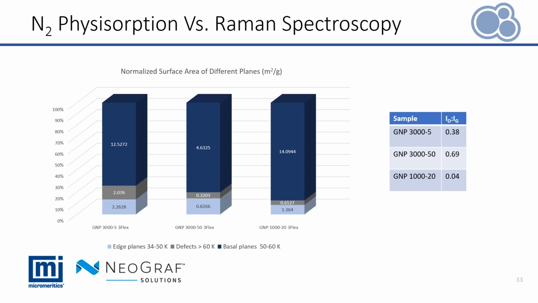Now let's compare the 3Flex DFT surface energy data to the D to G band ratio from the Raman spectroscopy. The lower the D to G band ratio means there is more percentage of the basal plane in the material. For example, GMP 1000-20 with the lowest ratio should have the highest percentage of the basal plane, and that seems to agree well with the data obtained from the DFT surface energy method. However, the GMP 3000-50 has a significantly higher ratio than GMP 3000-5, but when we look at the DFT surface energy data, the GMP 3000-50 seems to have more basal plane than the GMP 3000-5 percentage-wise.